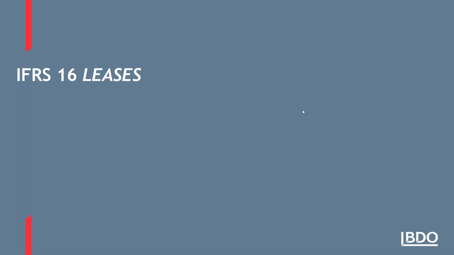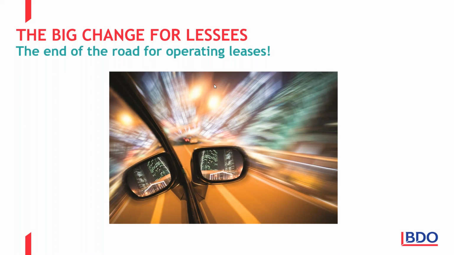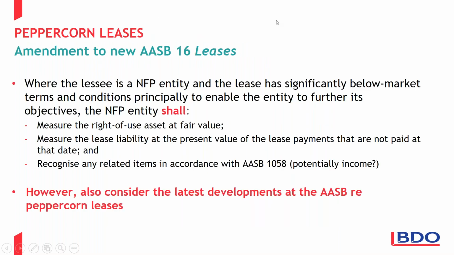So now we'll move on to IFRS 16 leases. As Aletta had mentioned earlier in the session, this is not actually under AASB 1058, but in the not-for-profit sector, because of the application dates being the same, it often comes up in conversation along with AASB 1058 and 15. So we'll just quickly have a look at this. And the big change, of course, for leases is for lessees, the end of the road for operating leases. I think that message must have communicated down by now.